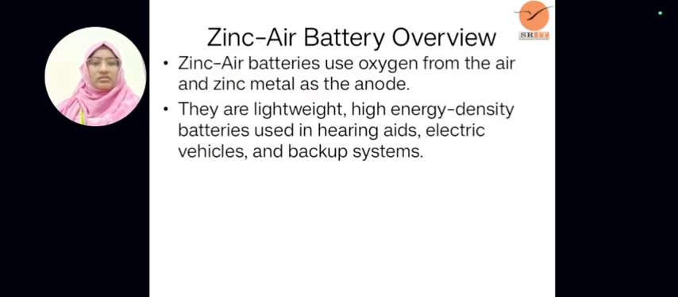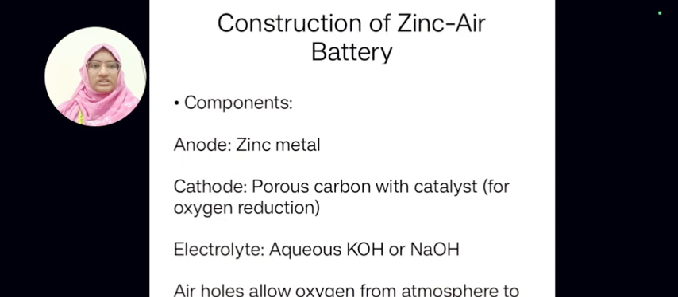Zinc air battery overview. The zinc air batteries use oxygen from the air and zinc metal as the anode. They are lightweight, high energy density batteries. These zinc air batteries are used in hearing aids, electric vehicles, and backup systems. Let us see the construction of zinc air battery.